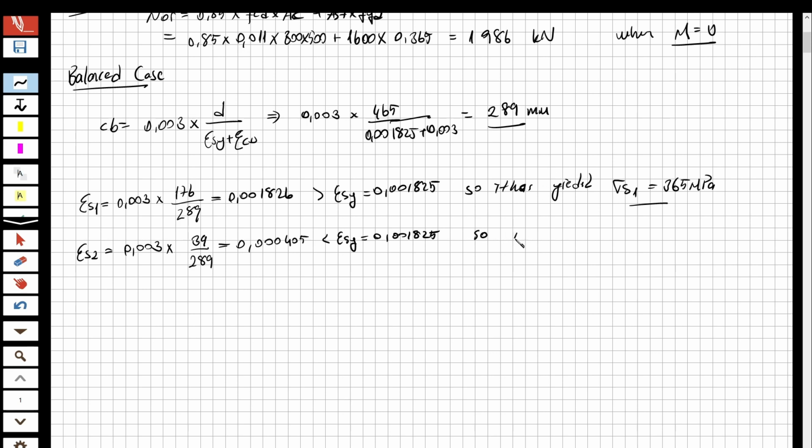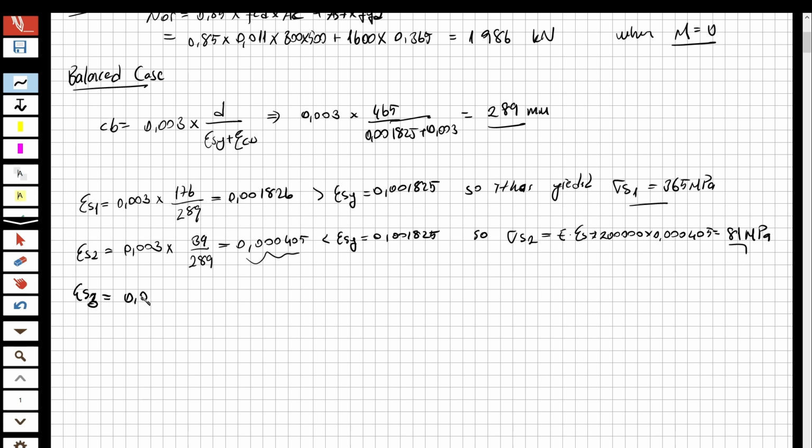The stress at the second steel is going to be the modulus of elasticity multiplied by the strain of the steel. So what is that? 200,000 multiplied by the strain of the steel, 0.0000405, and it's going to be equal to 81 megapascal. Okay, so now let's do it for the third steel.